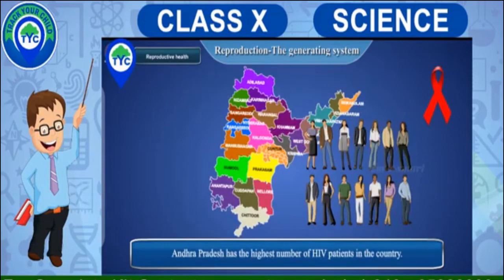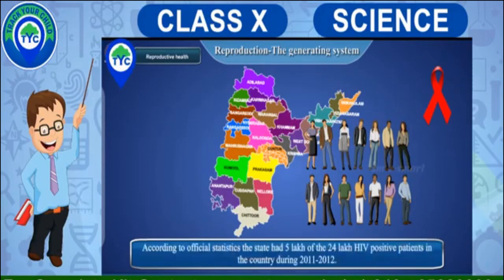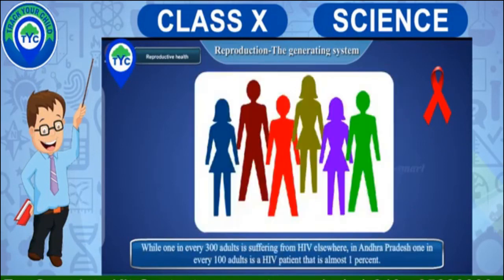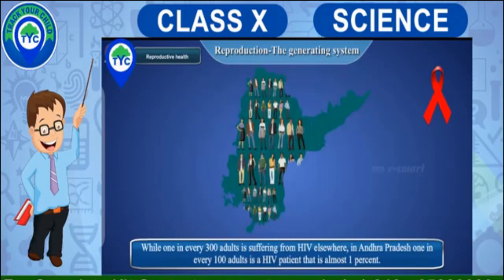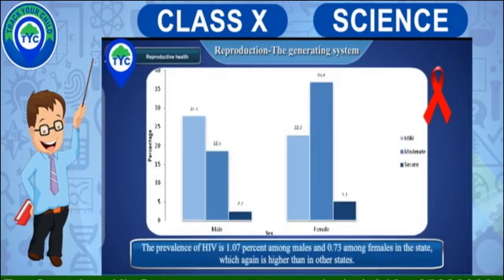Andhra Pradesh has the highest number of HIV patients in the country. According to official statistics, the state had 5 lakh of the 24 lakh HIV positive patients in the country during 2011 to 2012, while 1 in every 300 adults is suffering from HIV elsewhere. In Andhra Pradesh, 1 in every 100 adults is an HIV patient. That is almost 1%. The prevalence of HIV is 1.07% among males and 0.73% among females in the state, which again is higher than in other states.